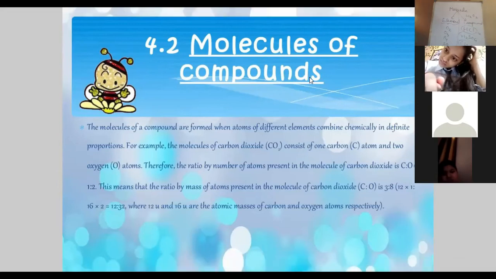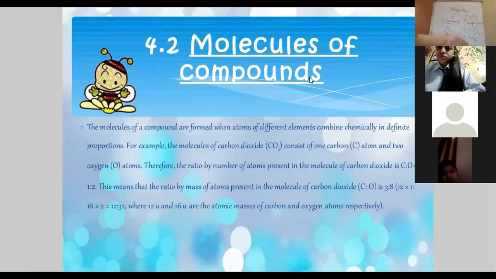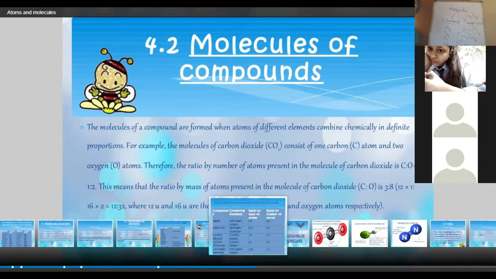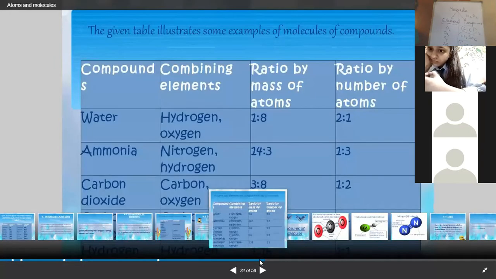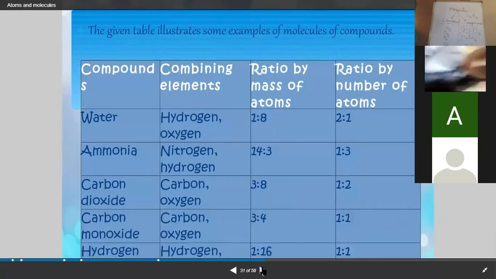So this was all about the molecule of a compound. Now we have to discuss naming the molecule of a compound. How to name the molecule of a compound? Molecules of a compound always combine in a fixed ratio, which we have already discussed.